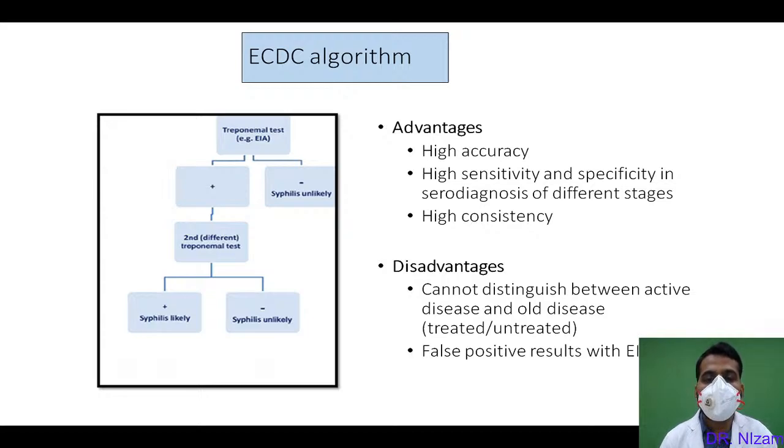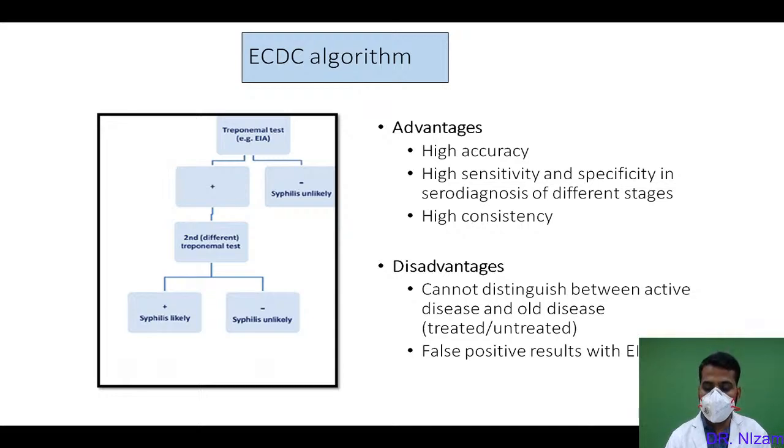The advantage of this algorithm is high accuracy, and yes, it has high sensitivity and specificity in serodiagnosis of different stages and high consistency. The disadvantages are the same as the reverse algorithm: it cannot differentiate between active and old disease, that is treated and untreated disease, and it can lead to false positive results with EIA or CIA. Then this was all about the algorithm.